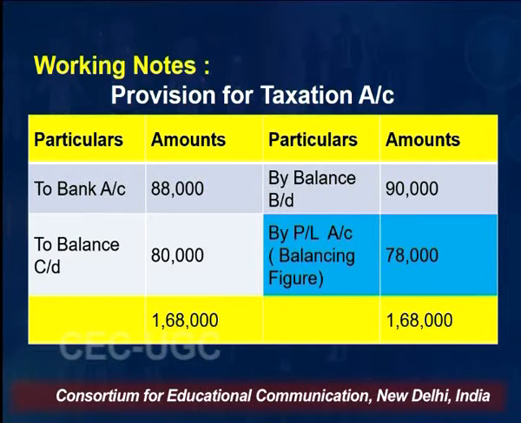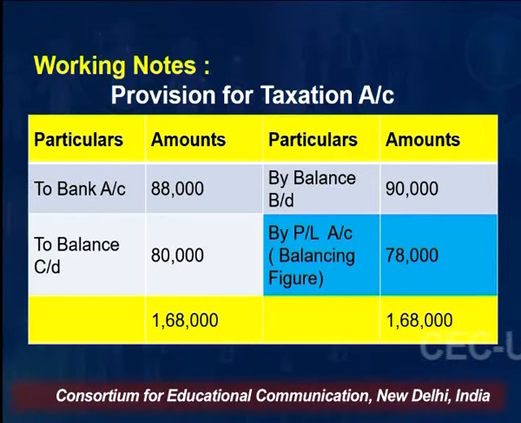Now we shall search in the question for additional information. Is there any information related to taxation in the question? Is there any additional adjustment or additional information provided in the question? Answer is yes. The question reports that you have paid income tax to the extent of rupees 88,000, which means you must have paid. So I have written here to bank account rupees 88,000.